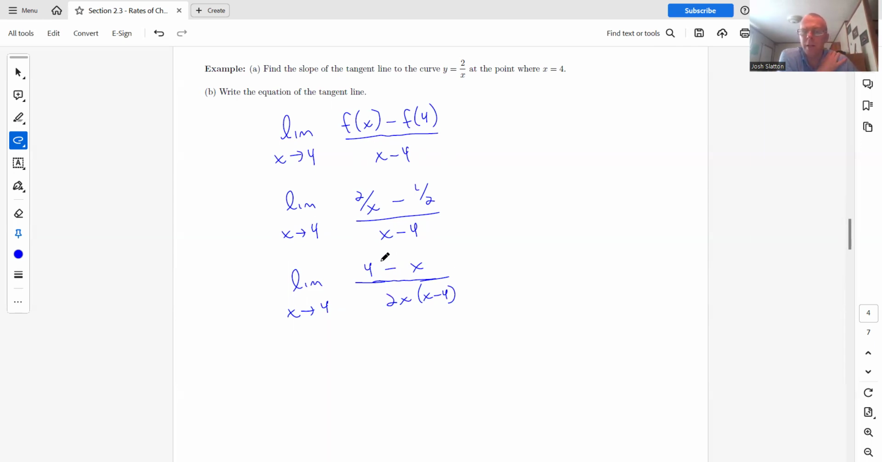We can just put that in the same denominator with the 2x. And so now we see 4 minus x and x minus 4, those cancel and leave a -1. So we have -1 over 2x, and now we can plug in the 4 because this is continuous at that point. And that would just be -1 over 2 times 4, which of course gives us -1/8. So this is the slope of the tangent line through that point.